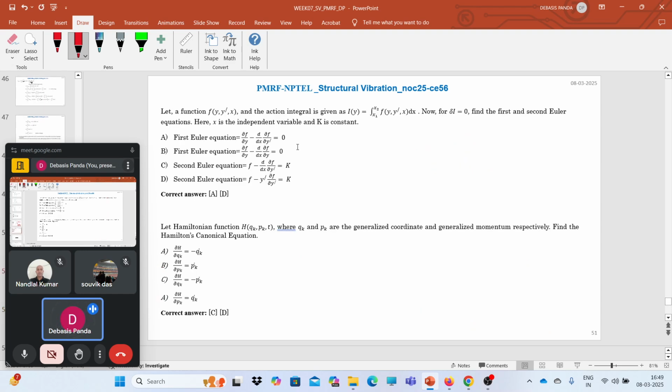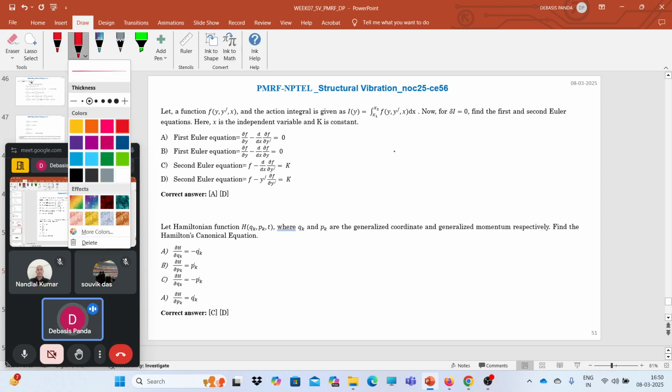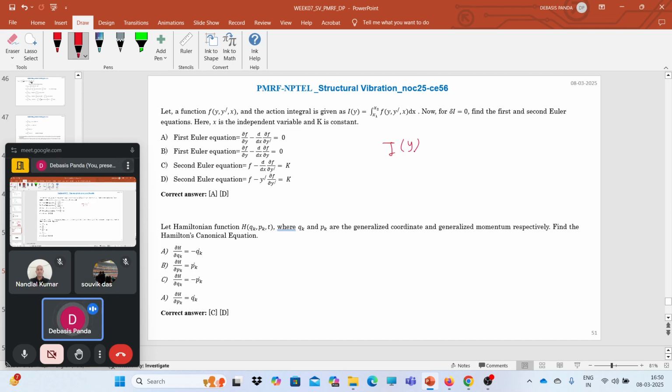Now we have another problem. Let a function f(y, ẏ, x), the action integral I(y) is also given. It's the integral from x1 to x2 of f(y, ẏ, x) dx. Now for δI equals 0, find the first and second Euler equation. x is the independent variable, k is constant.